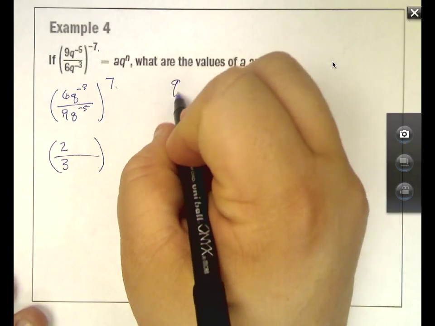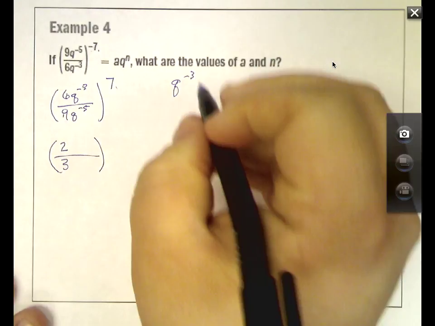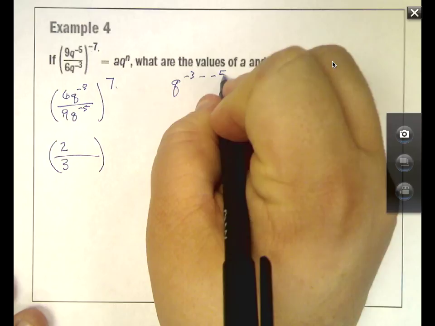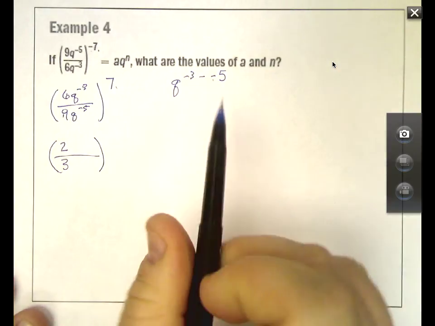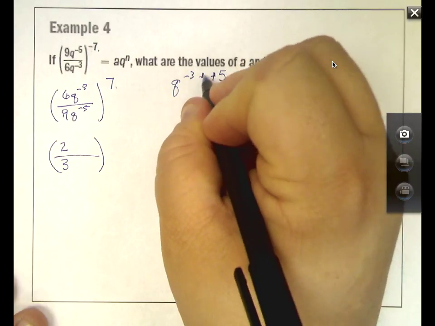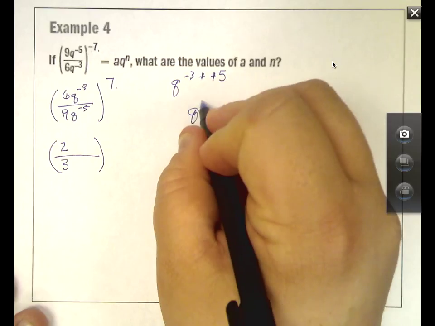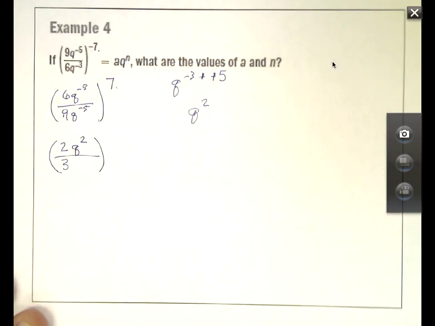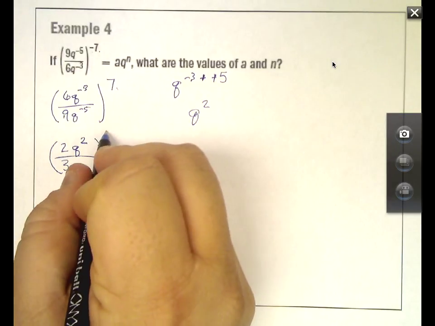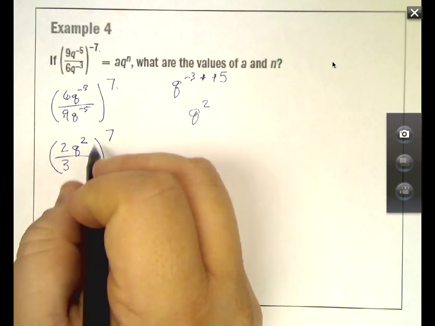Okay? Q to the negative 3rd divided by q to the negative 5th, we subtract our exponents. So I have to subtract a negative 5. Well, minus a minus becomes a plus. So q to the negative 3 plus 5 is q to the 2nd. So q to the 2nd stays on top. This is still all to the 7th power.